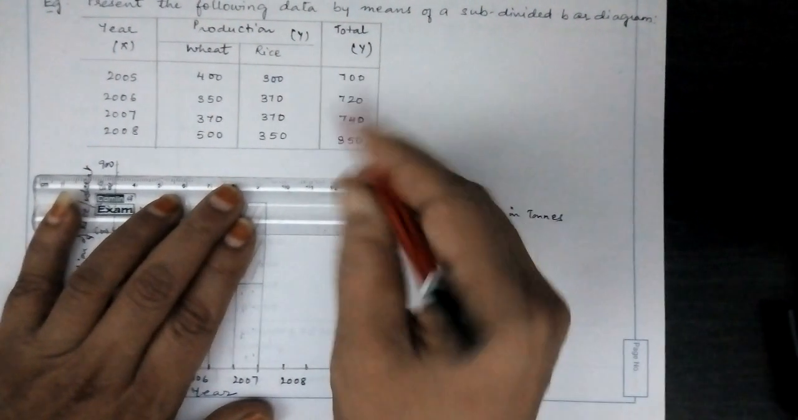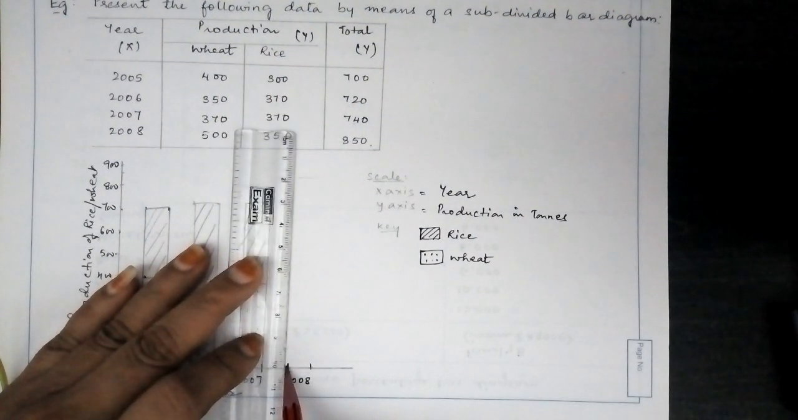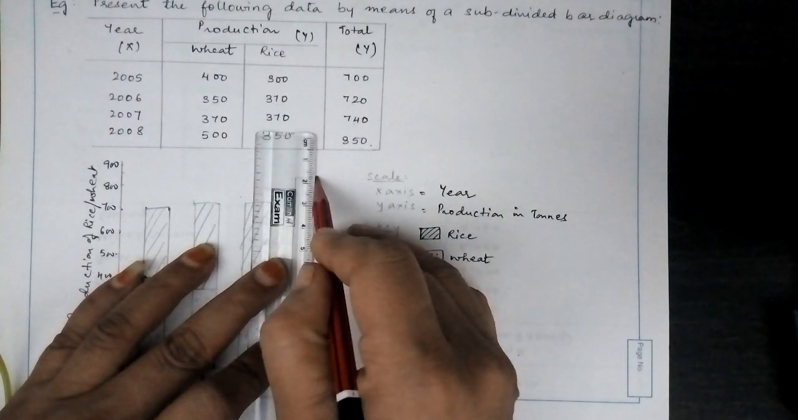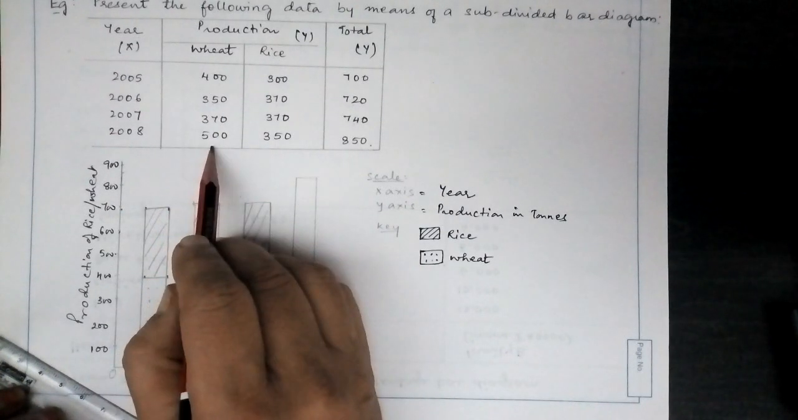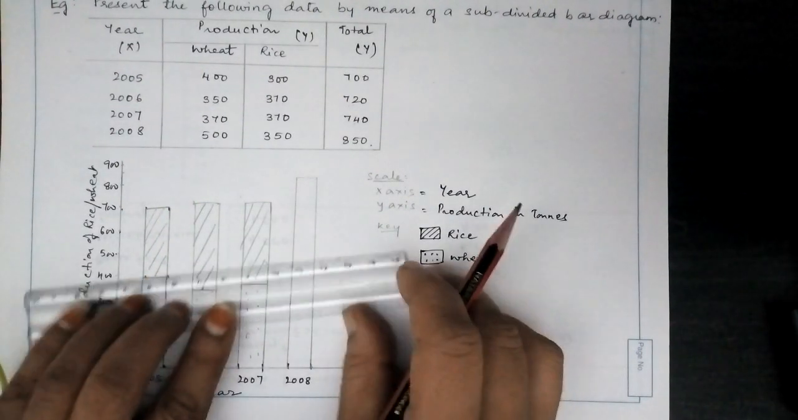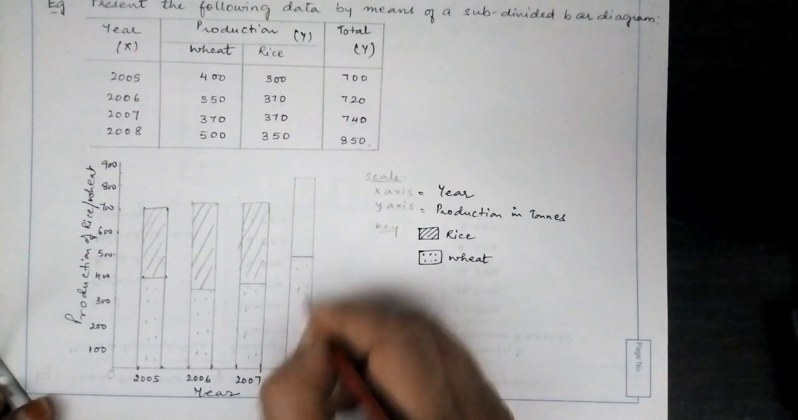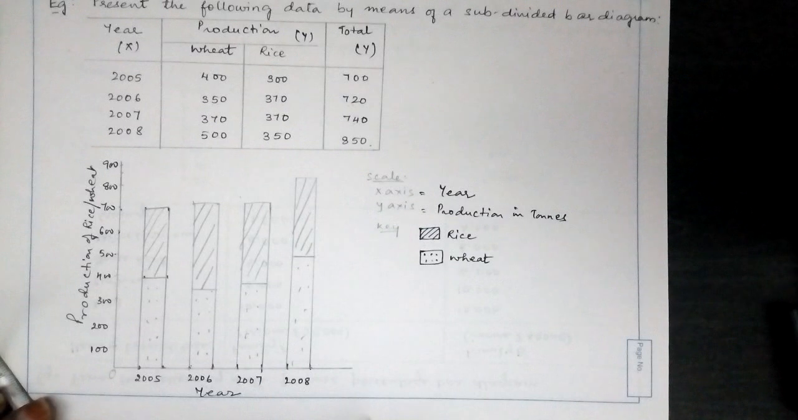So we will now make a mark for 850, and then we will draw this bar, which is equal to 850. So the height of the bar is 850, and the production of wheat is 500 units. So 500 is here, so we will mark here. So this is our production of wheat, and this will be the production of rice.